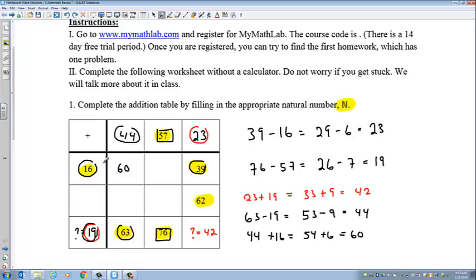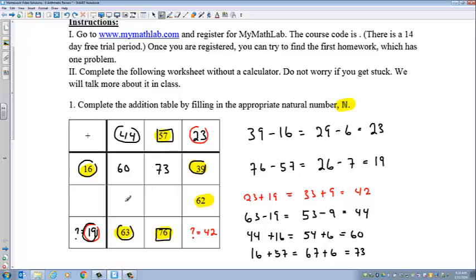I can also do 16 and 57. So let's do 16 and 57. So 16 plus 57. So that's equal to, and this time I'm going to use this number, 16 is 10 and 6. So that's actually 67. I still have plus 6. And so that's equal to 73.